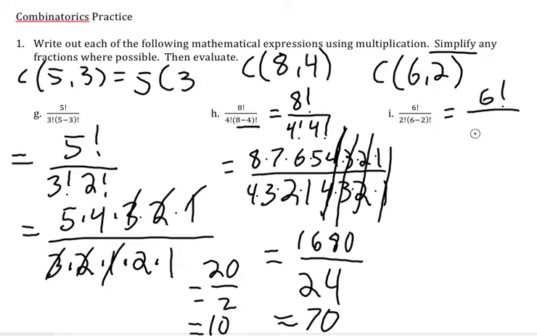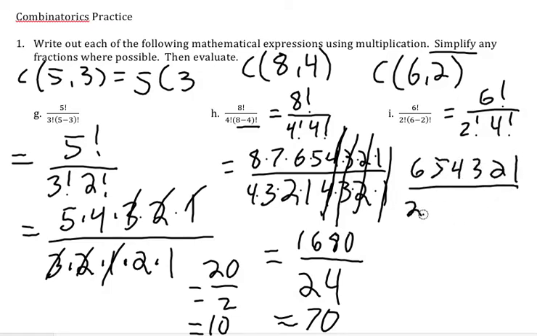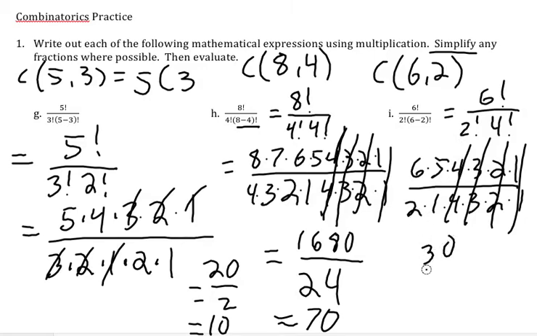This is 6 factorial over 2 factorial, 4 factorial, because 6 minus 2. We can write out 6, 5, 4, 3, 2, 1, and then 2, 1, and then 4, 3, 2, 1. This is all being multiplied together. We have some common factors to simplify. And hey, we're just left with 6 times 5, which is 30. 2 times 1, which is 2. And so 6 choose 2 is just 15.